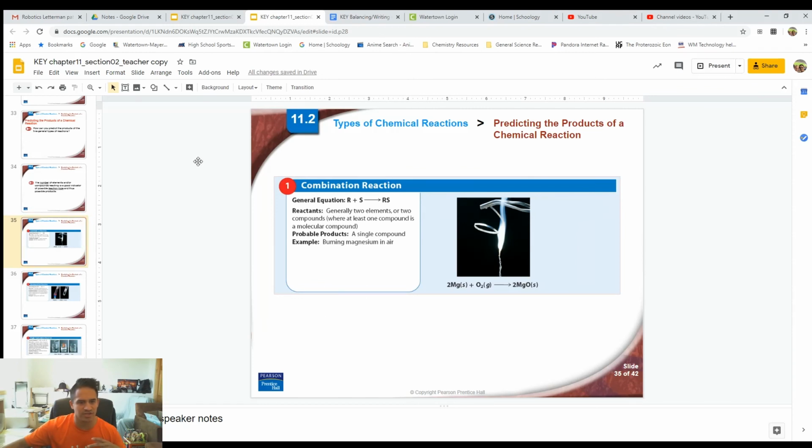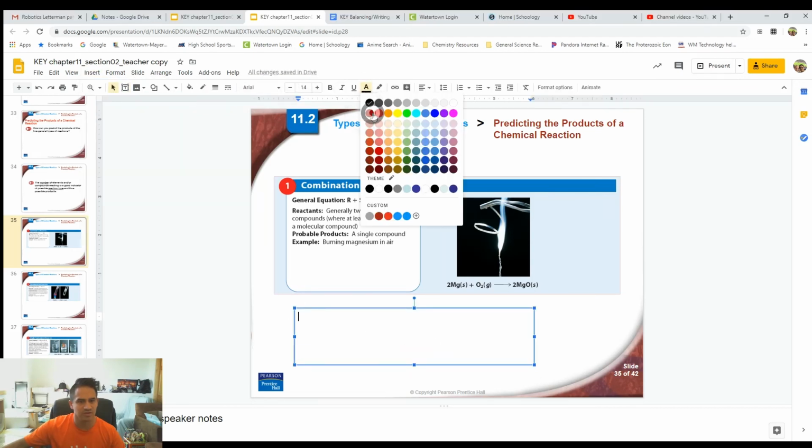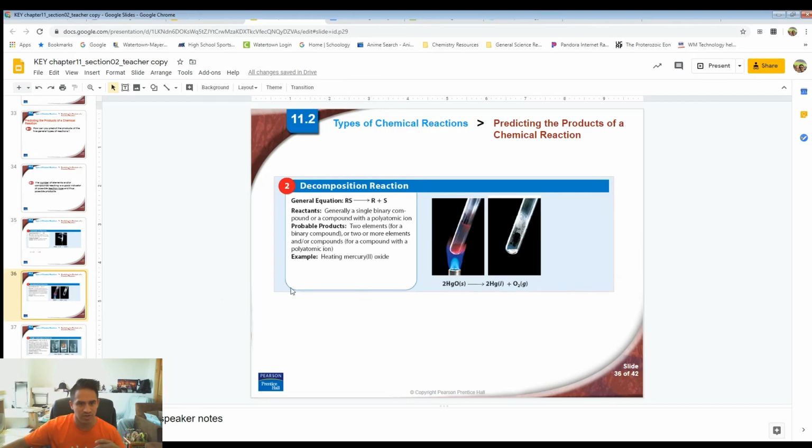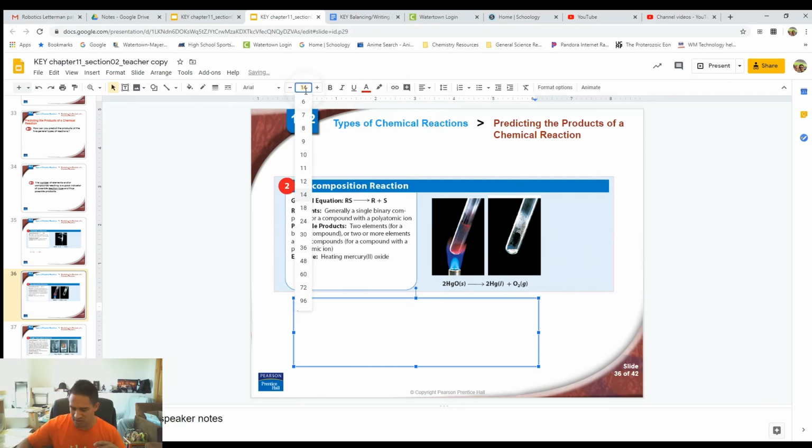So combination reaction, we have basically A plus B makes AB, okay? Or R plus S makes RS. That's the general equation for combination. For decomposition, it's basically the exact opposite. So for this one, it's going to be AB breaks apart into A plus B, okay? That's our general equation. Again, they have it here with R and S.